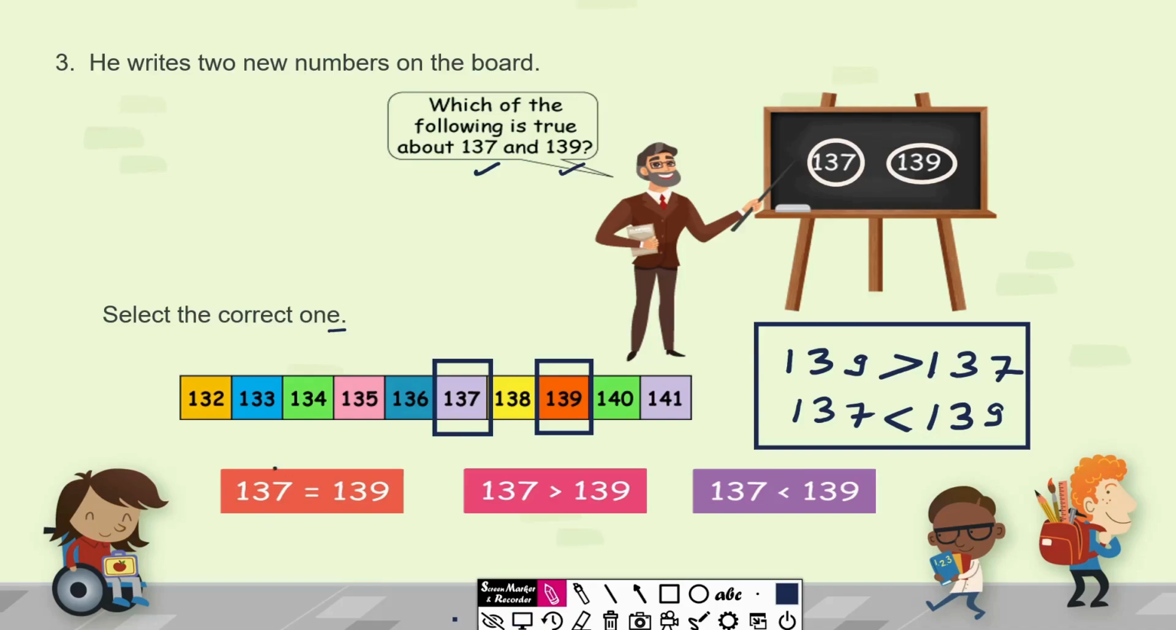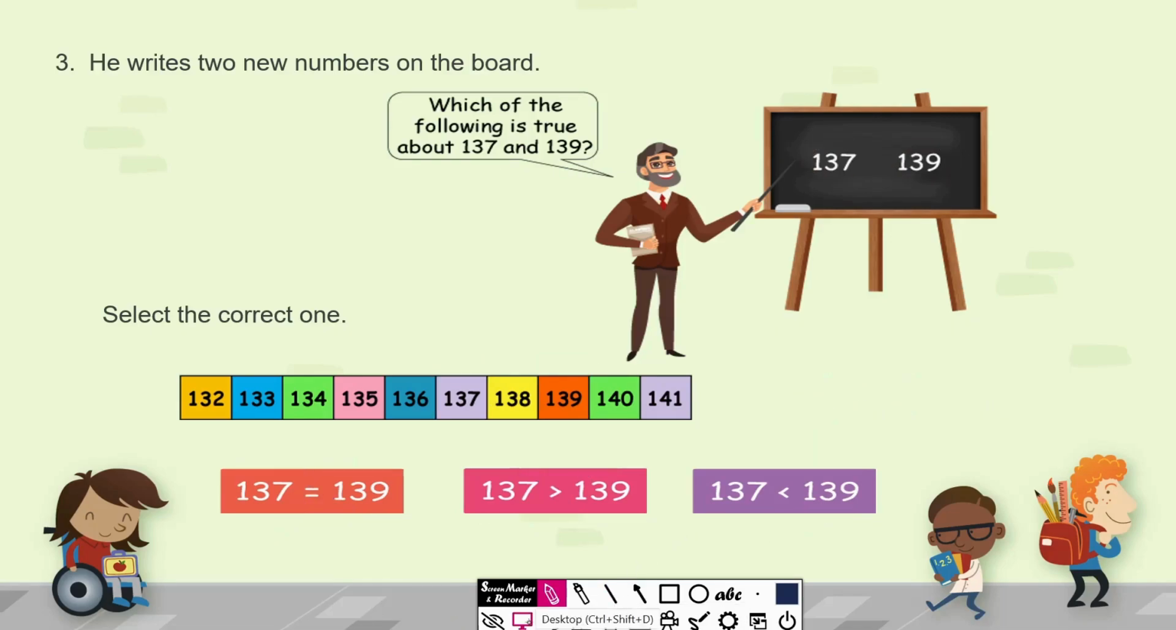137 is equal to 139? No, these both are different. Right? 137 is greater than 139? No, wrong. This is a wrong statement. Why? Because 137 is coming before 139 on the number line, right? Is 137 less than 139? Yes, absolutely correct. This is the correct answer. Okay.